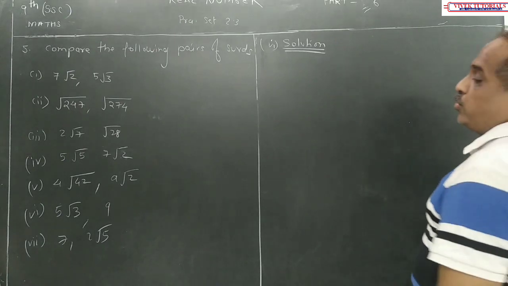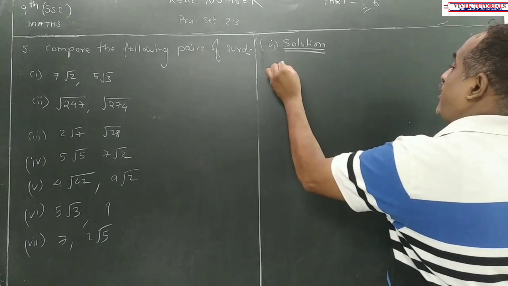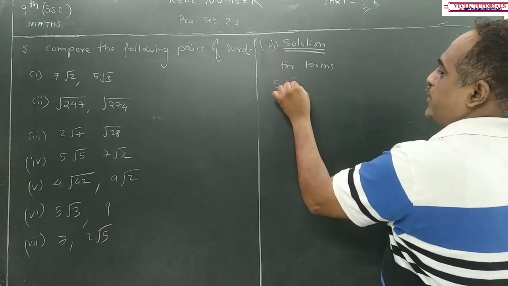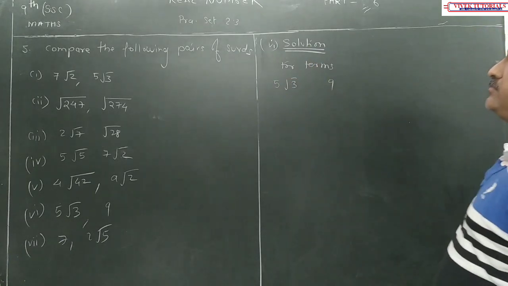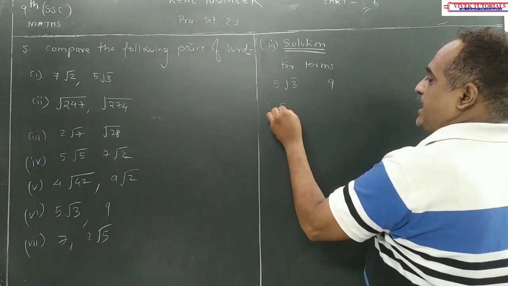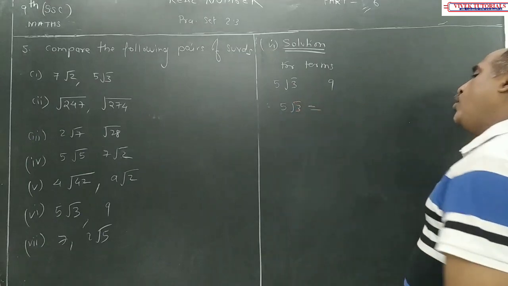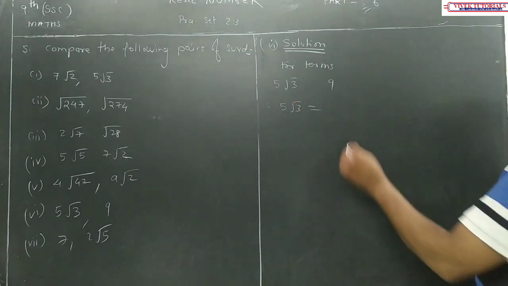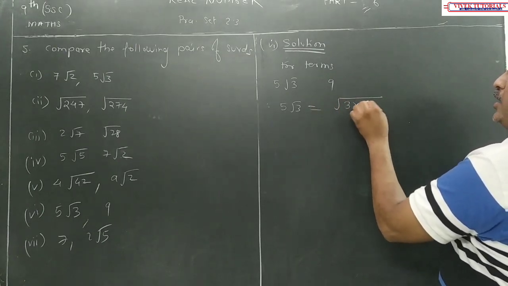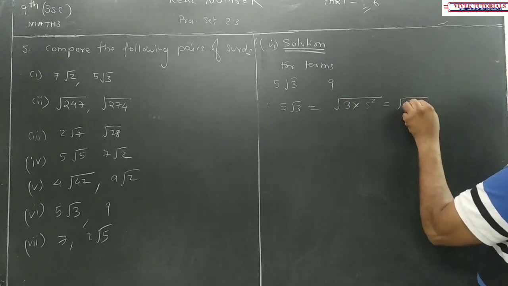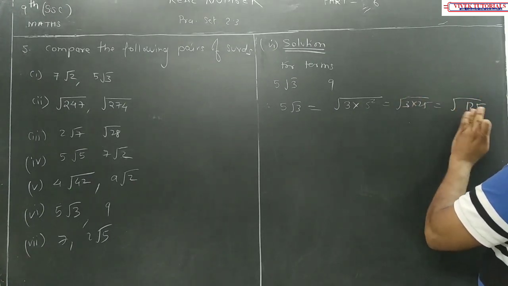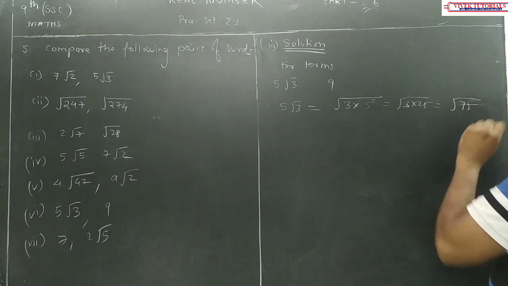Now 5 root 3 and root 9. Root 9 is not a surd. 4 terms we can write. 5 root 3 and 9. So what I can do is 5 root 3 is there. I'm going to convert it to surds. So this will be root 3 into 5 square is equal to 5 into 25 is 120. Sorry, I made a mistake. 3 is there now. It is 75.